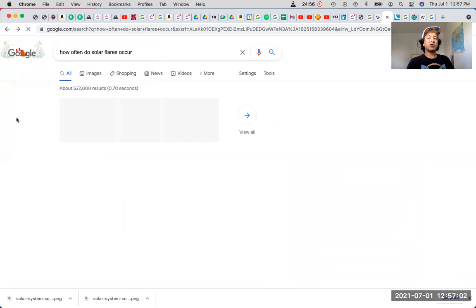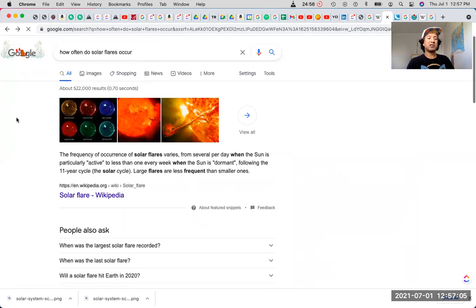How often do they occur? Based on statistical analysis, I think there's an 11-year cycle. I'm not sure if it's 11 years or 25 years, but Google's telling me this, going with a very surface level, rudimentary search.